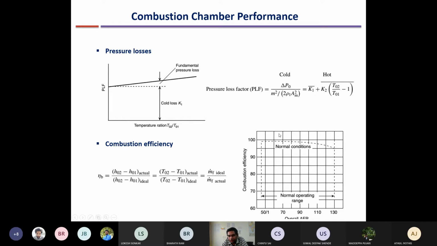On the other hand, if you go to a very high air fuel ratio also, combustion efficiency will go down. Can somebody explain why, what may be the cause for this? What is the consequence of having a very high air fuel ratio?